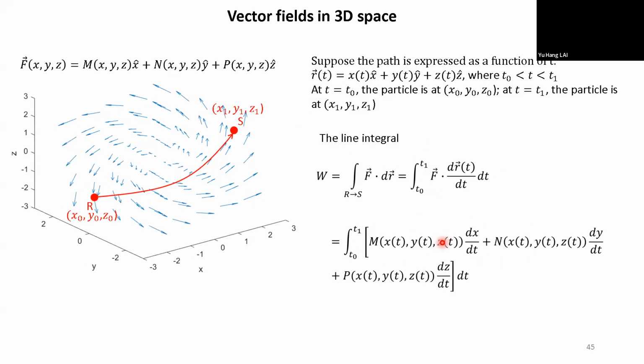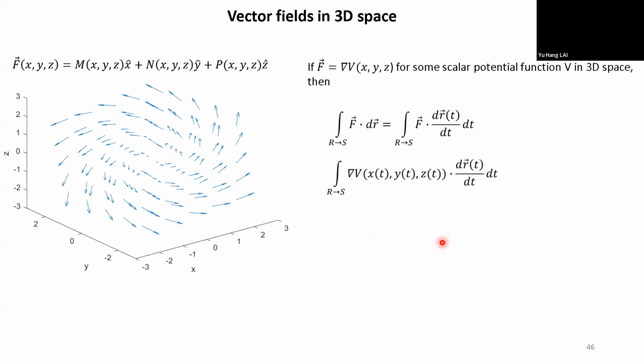So again, I want to ask about the problem of conservative fields and path independence. This time, what I'm going to tell you is that in 3 dimensions, if my field again can be written as the gradient of some potential function, then my line integrals again will be path independent.